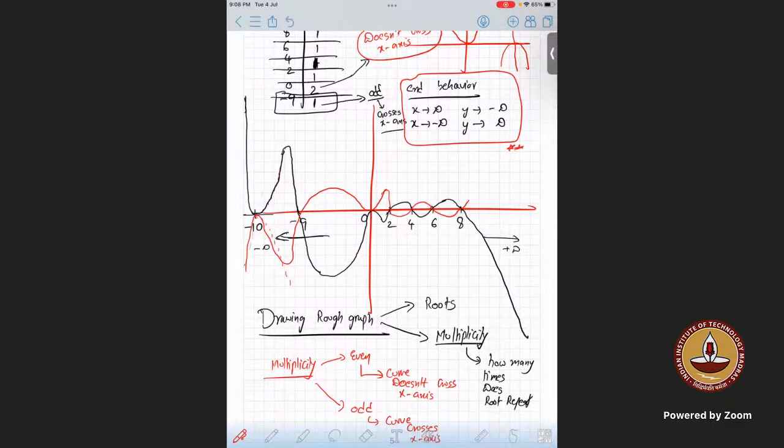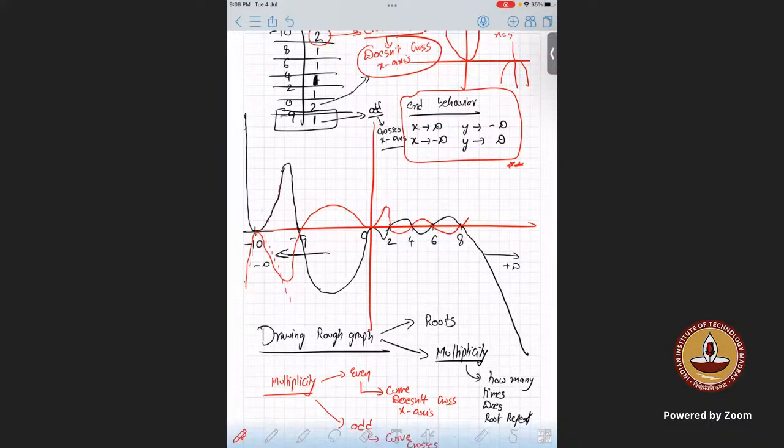Hello? Bro, did you understand? Are you able to understand? The important thing is this end behavior. You have to be very careful while checking the end behavior, because if end behavior goes wrong, your curve will be reversed. It will be like a mirror image.